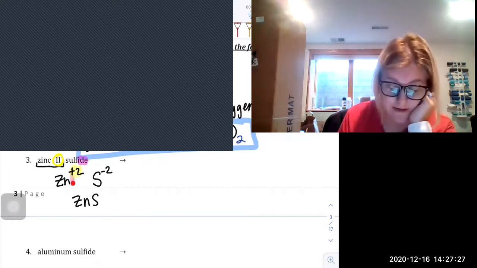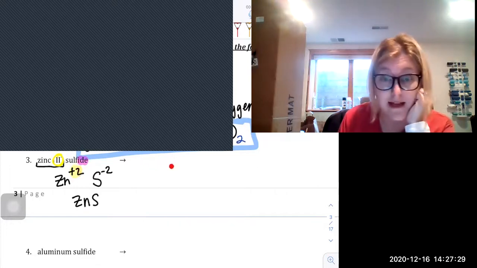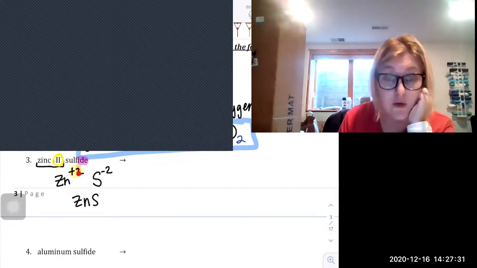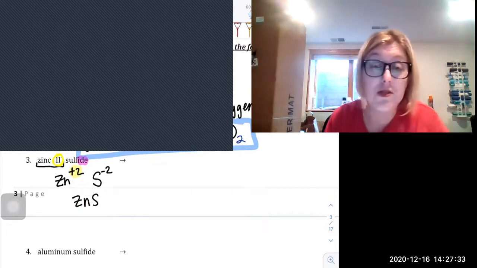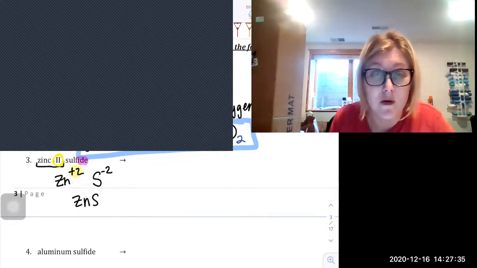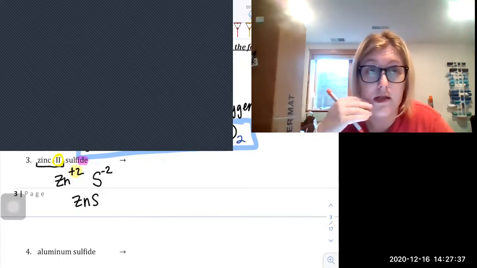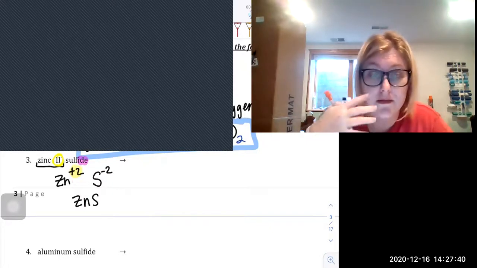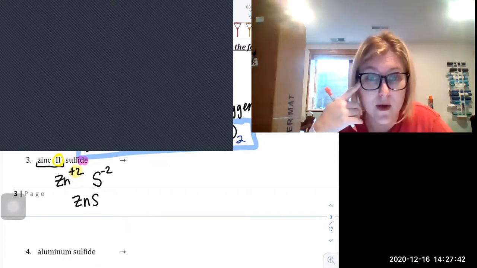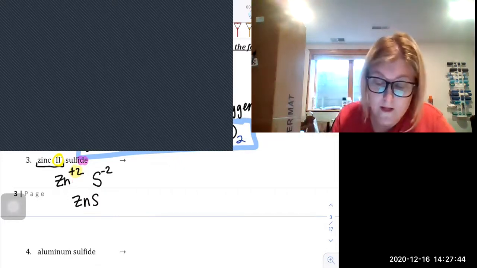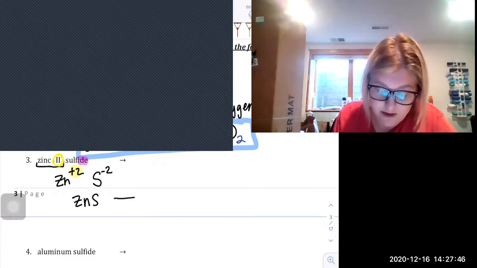Notice how I kept everything lined up. I did not write ZnS over here. Everything goes lined up in a vertical column. That's going to be so important. I can't stress to you how important that is when we move forward to do single replacement and double replacement reactions. Okay, line everything up vertically. Then we're going to move on and predict our products.